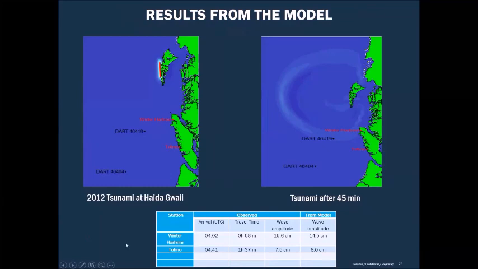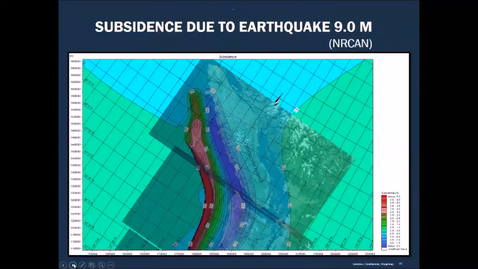Now we apply this model to the Cascadia zone. So this is the subsidence provided by NRCan. If you look here, this is Vancouver Island, and this is the blue one. This is the -2 meter, -1 meter, and 0.5 meter. So we can see there will be subsidence in this area between 1 and 2 meters during the earthquake. And this area will lift up, and this area will generate the tsunami, and the tsunami will propagate in this direction, and this direction, and this direction too.